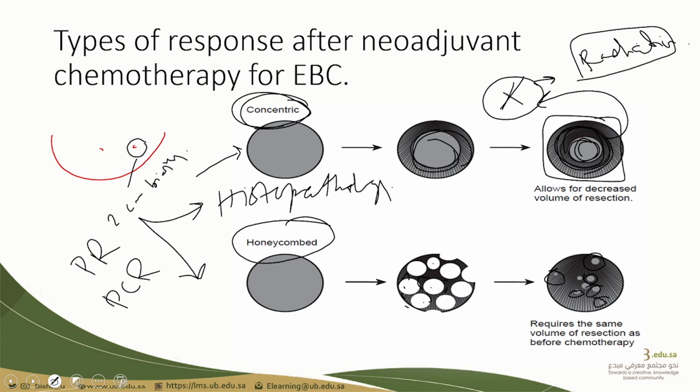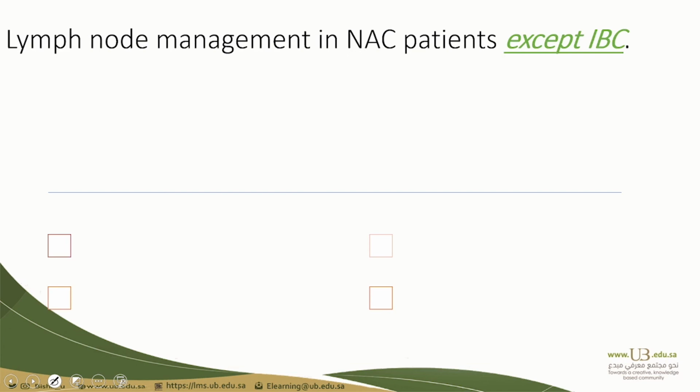So these are types of response after neoadjuvant chemotherapy for early breast cancer. What about lymph node management in neoadjuvant chemotherapy patients? The protocol which we will talk about is applicable for all patients who receive neoadjuvant chemotherapy except for the inflammatory breast cancer patients. Those patients should go for axillary lymph node dissection. Straightforward.